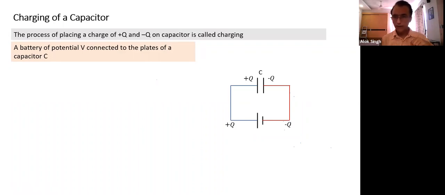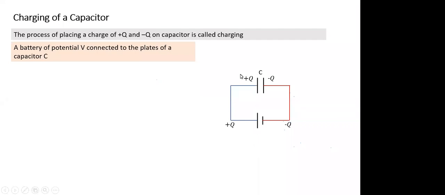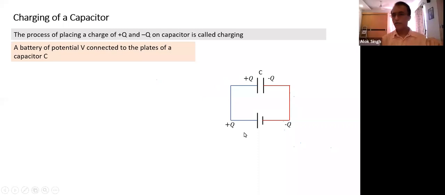See, is the entire left part one conductor or not? Entire left half, one conductor. It means whatever potential is there on this plate, the same potential is there on this plate of the capacitor. Does it make sense or not? In a steady state.